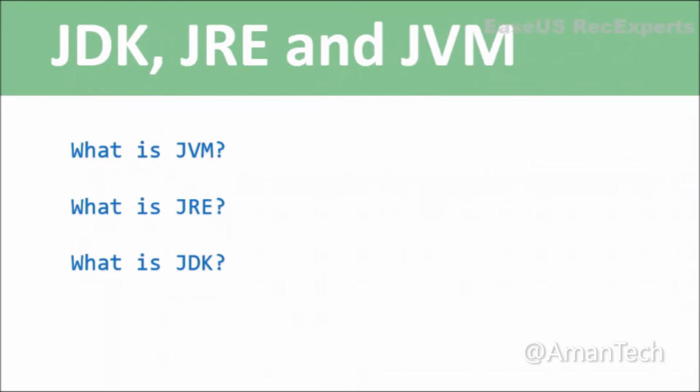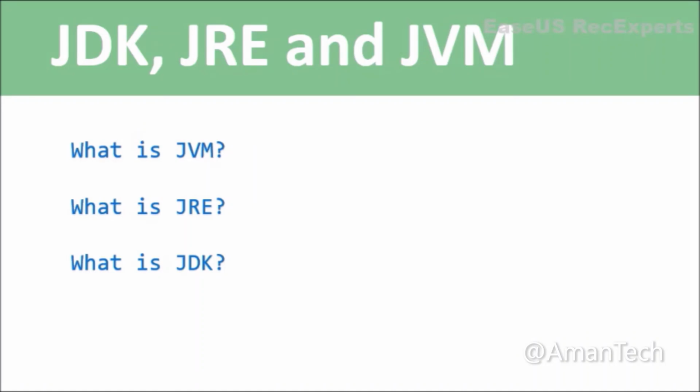So with this, we have come to the last topic for today's video, that is JDK, JRE and JVM. What is JVM? JVM is Java Virtual Machine. It is an abstract machine. It is called a virtual machine because it does not physically exist. It is a specification that provides a runtime environment in which Java bytecode can be executed. It can also run programs which are written in other languages and compiled to Java bytecode.